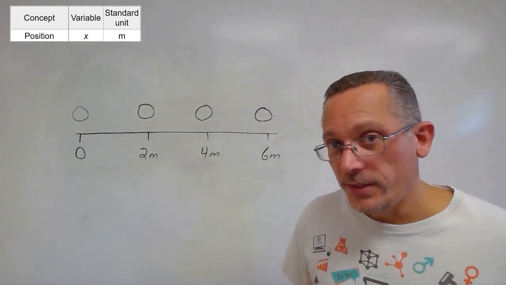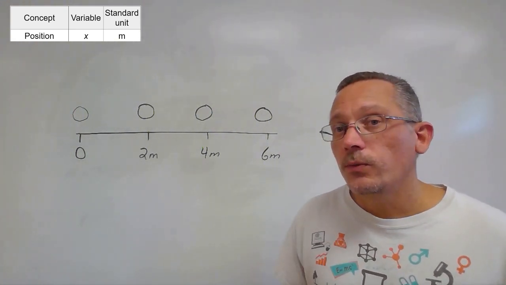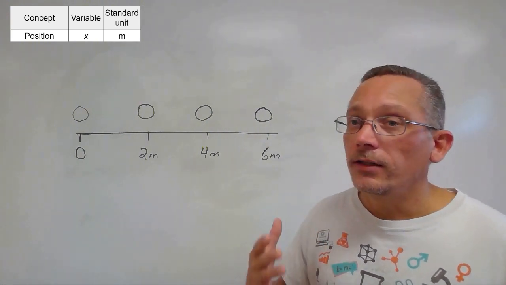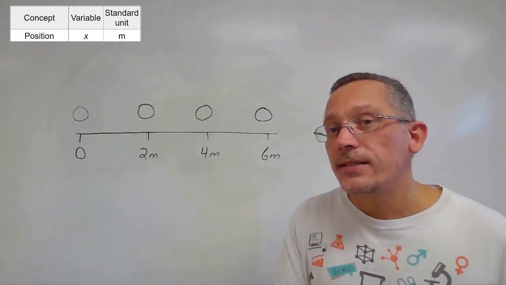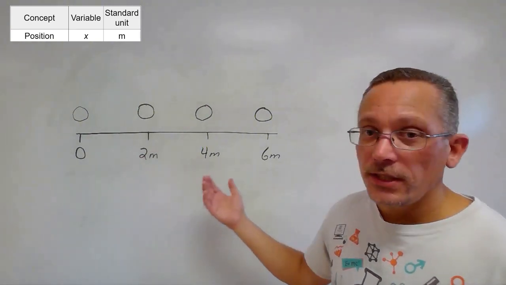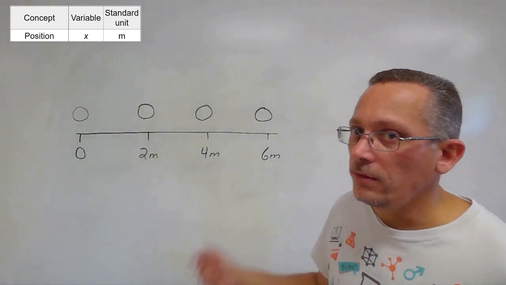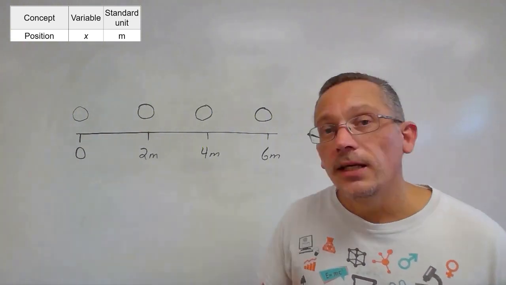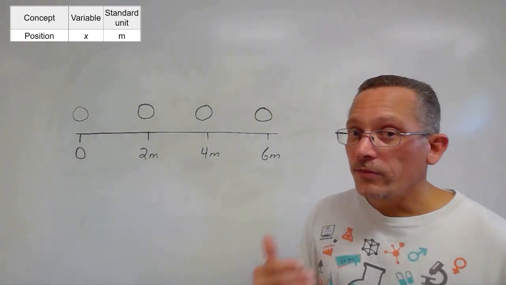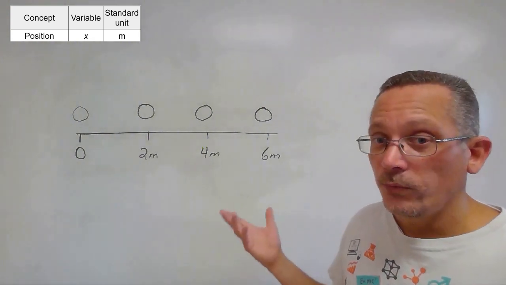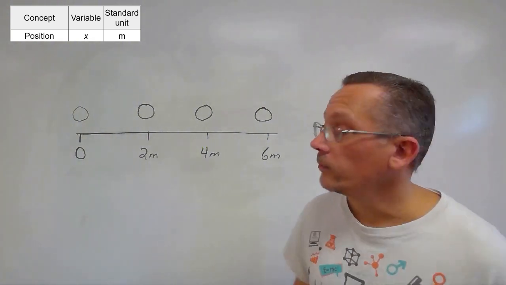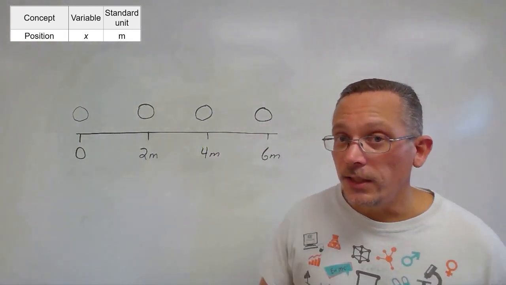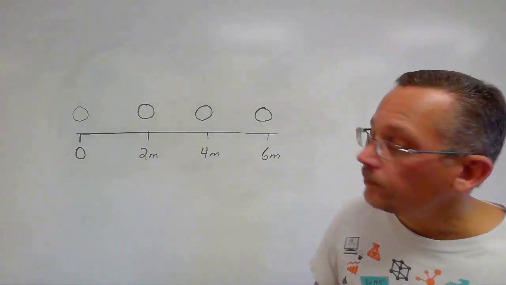When we measure position, we usually measure in a standard unit. When we do math in physics, our quantities have to be in a standard unit. We can measure position in centimeters, feet, or miles, but the standard unit for measuring a position is the meter. So whenever we do math, we have to have our measurement in meters. So position's variable is x, and its standard unit is meters. That's going to be important for us to know.